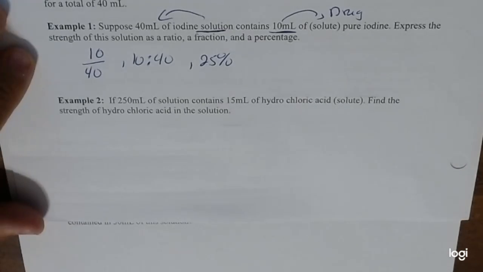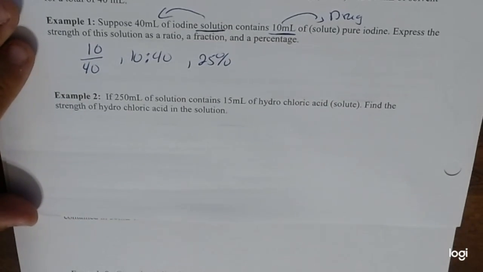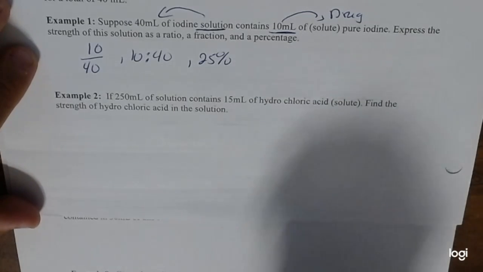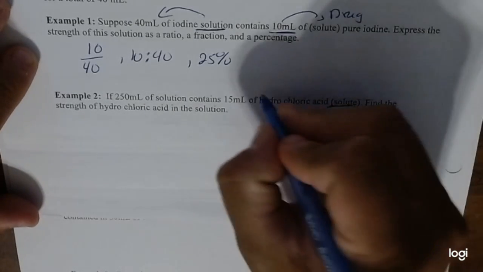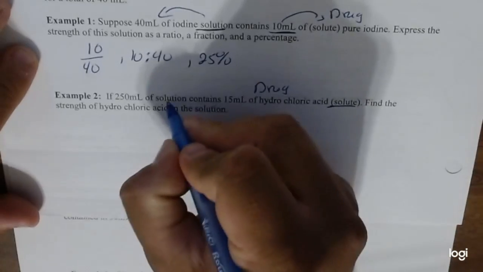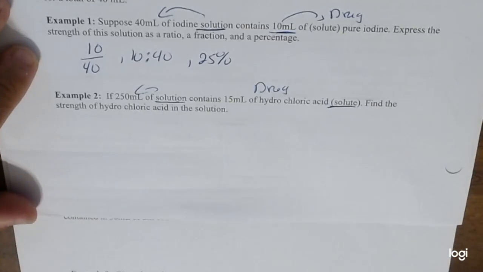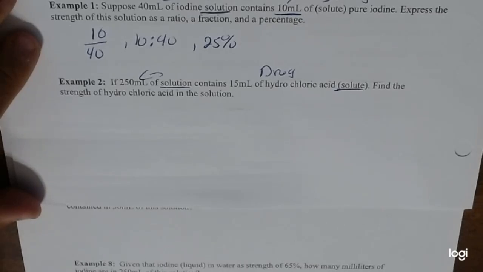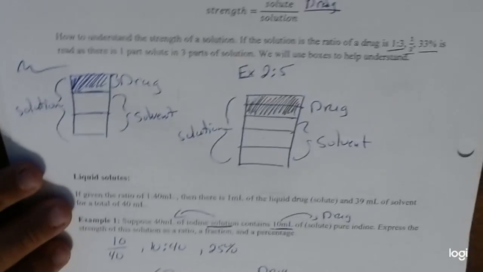Right, so now let's try question 2. So question 2 says, if 250 milliliters of solution contains 15 milliliters of hydrochloric acid. So again, easy what it is. This is a drug. And remember, it says solution. So this is our solution there. Find the strength of the hydrochloric acid in the solution.